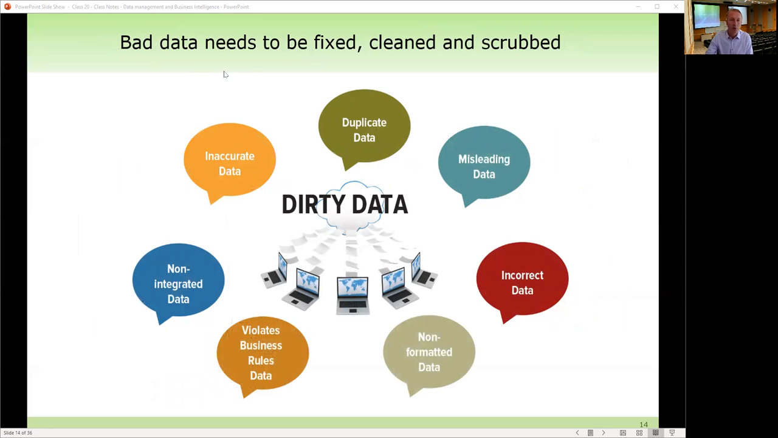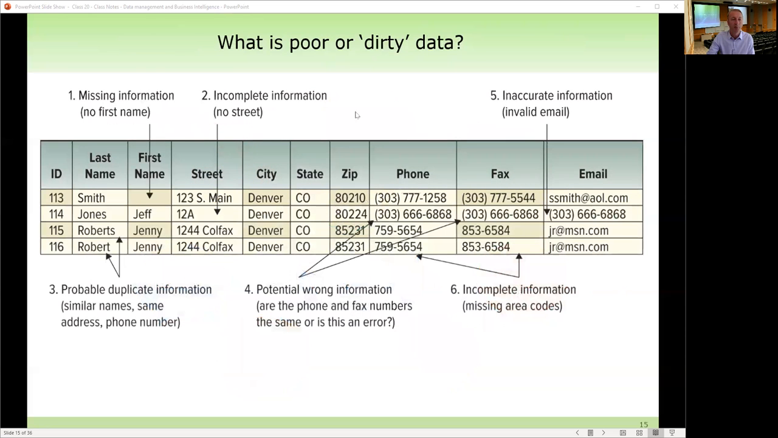Now, when we talk about dirty data, it can be of different types. Data can be duplicate data. It could be misleading data that doesn't correspond with the reality it's supposed to talk about. Could be incorrect data. Could be data that's not formatted correctly and therefore not read correctly by the software. It could be data that violates different types of business rules or expectations in terms of what the data needs to be. Or it can be simply non-integrated data, so data that is not integrated into a system, or inaccurate data. So there could be many types of dirty data that we deal with when we do data management.